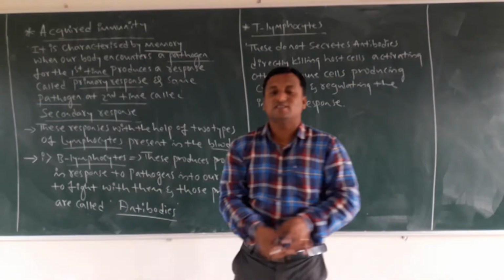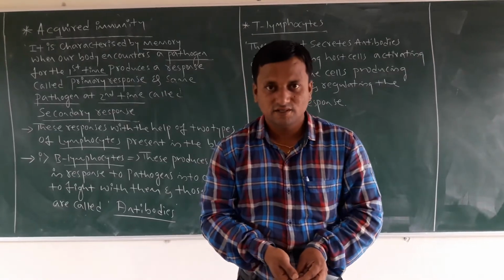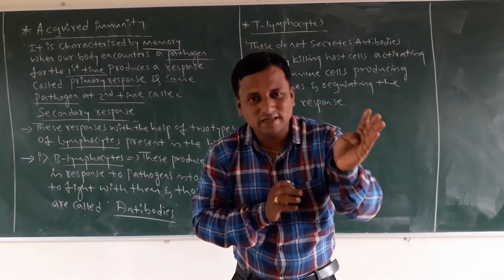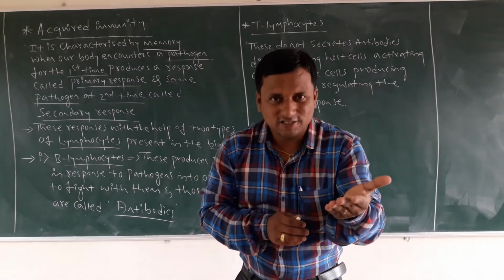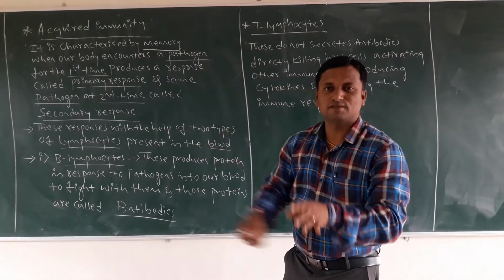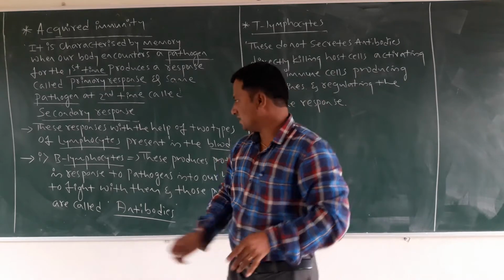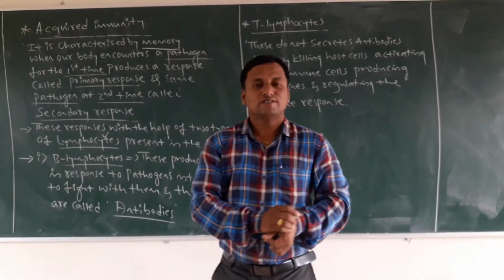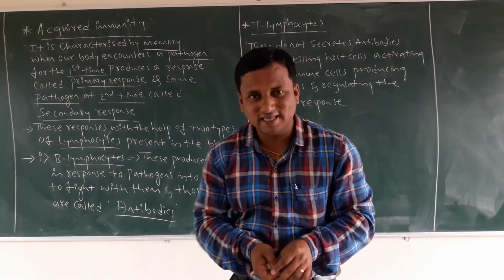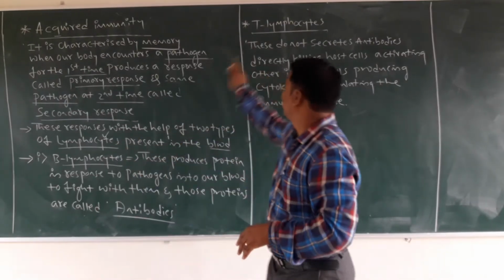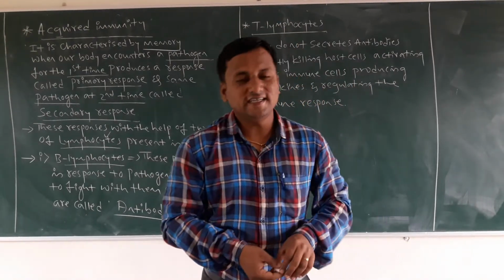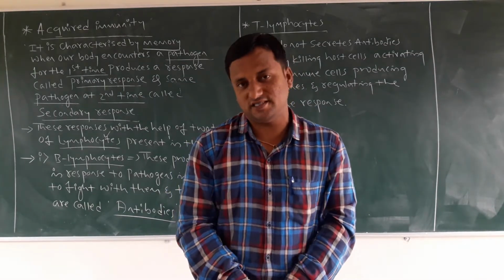And how do these responses take place? What are the cells which give the primary response and the secondary response? These responses happen with the help of two types of lymphocytes, which are present in our blood. Those two types are called B lymphocytes and T lymphocytes. Come dear students, we are discussing this lymphocyte concept.